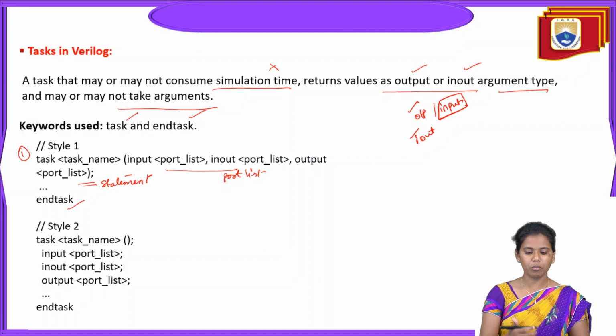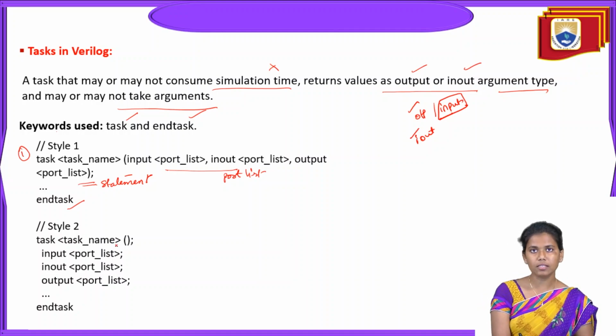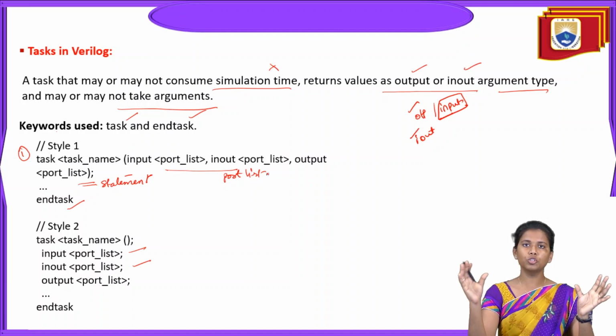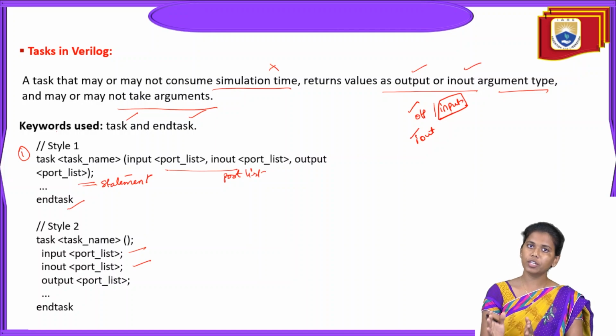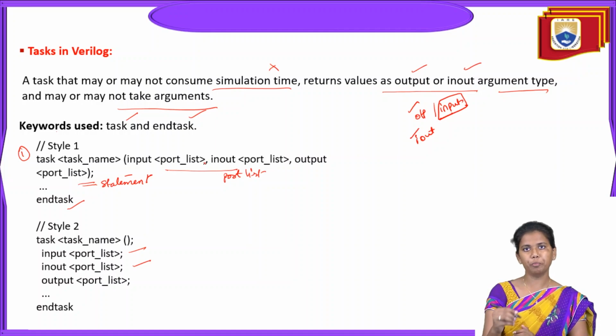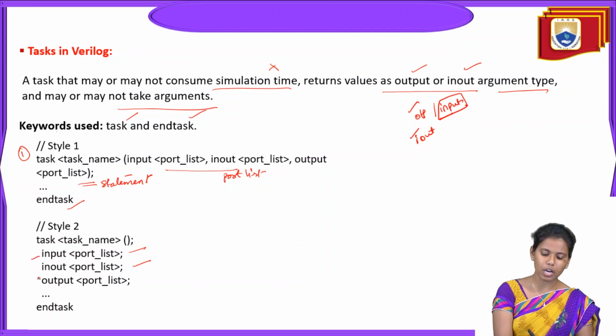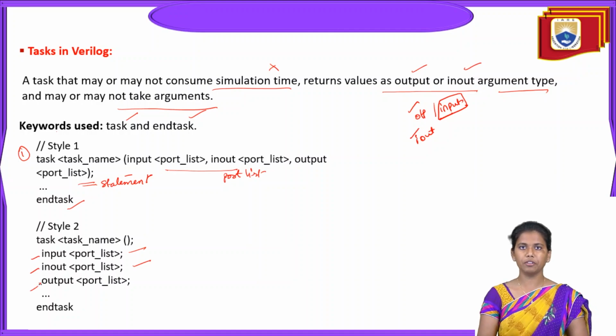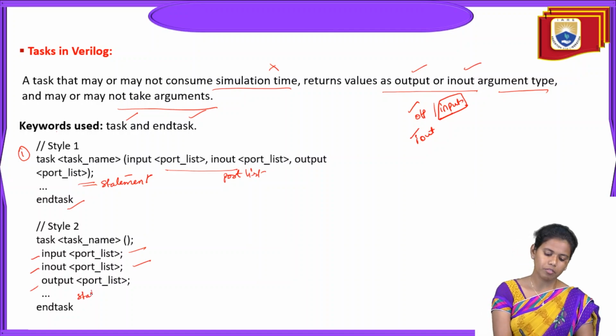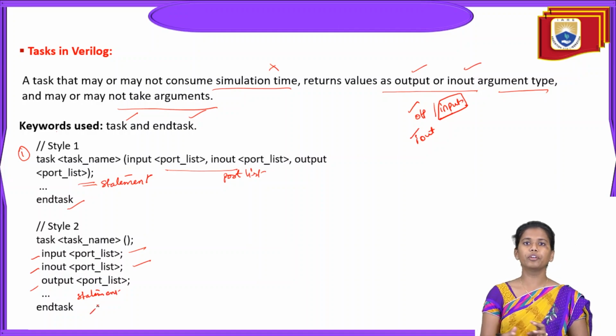So this is one form of writing a code. And then the second form is style 2: task name, input port, output port. Clearly we are mentioning it here. In style 1, we are mentioning all together in the port list using commas: input, output, and in-out. Whereas in style 2, we separately indicate input, output, and in-out. And finally, after the statements, we are ending the task with end task. So these are a few differences.